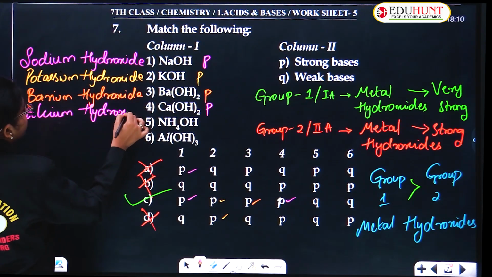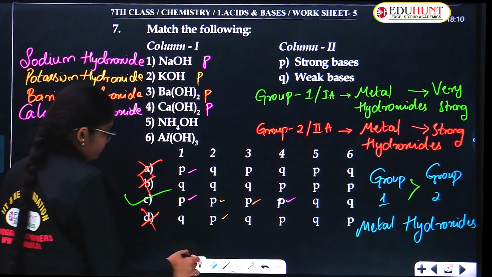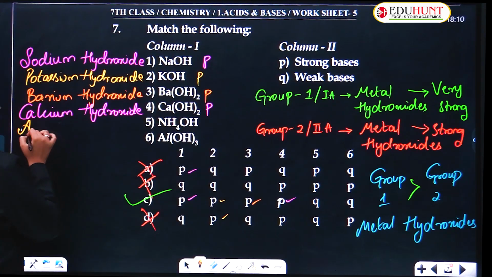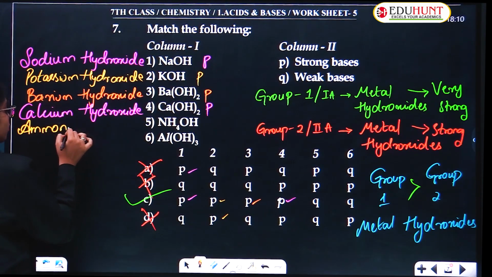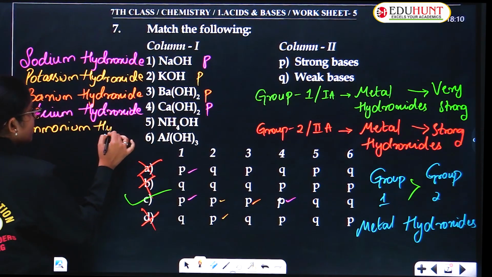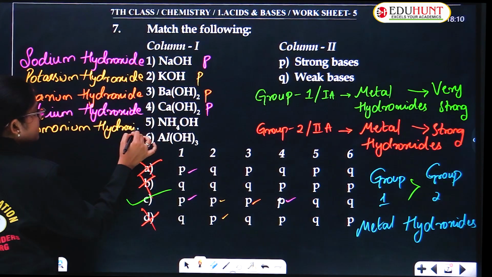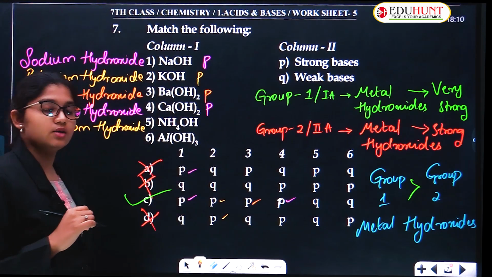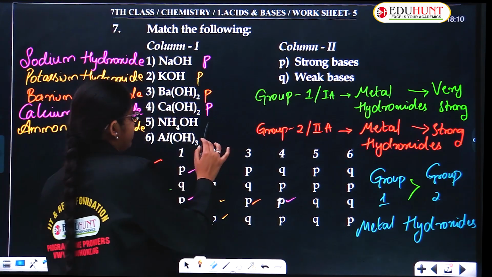Now coming to the fifth one, that is ammonium hydroxide. What is that? Ammonium hydroxide. Is this a strong base or weak base, children? Very good. It is a weak base.